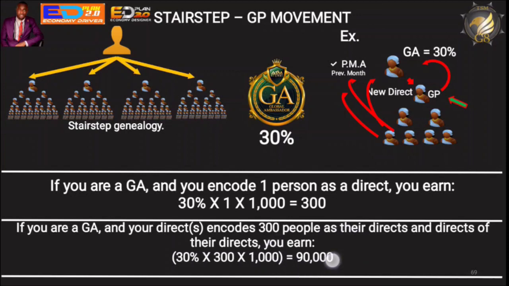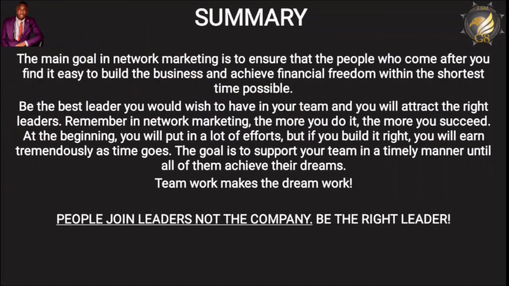That is 90,000. What if these 300 people each joined with 3 accounts each? It will be 30% times 300 people times 1,000 times 3, and that will be 270,000 Kenyan shillings. What if these people joined with 10 accounts each? It will be 30% times 300 people times 1,000 times 10. Because they joined with 10 accounts each, that will be 900,000 Kenyan shillings. That is how you get to benefit. So stair-step income through GP movement, you are going to earn it on a monthly basis. It is usually awarded on the 15th of every month, okay?